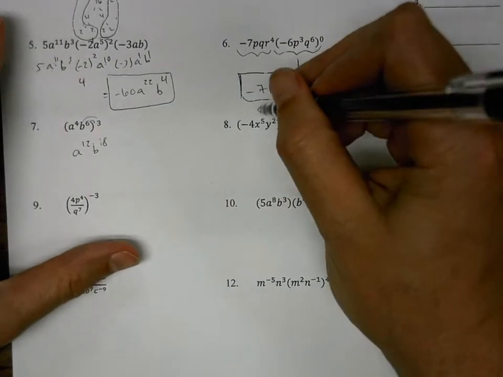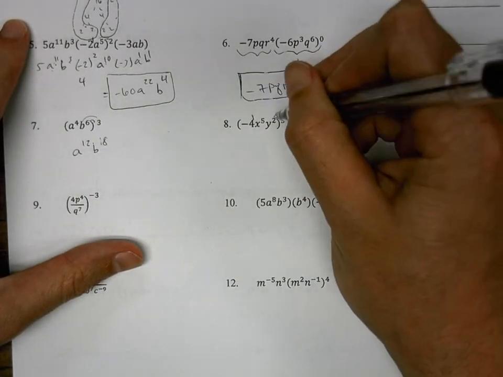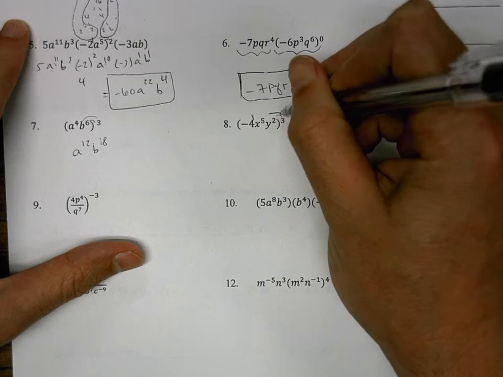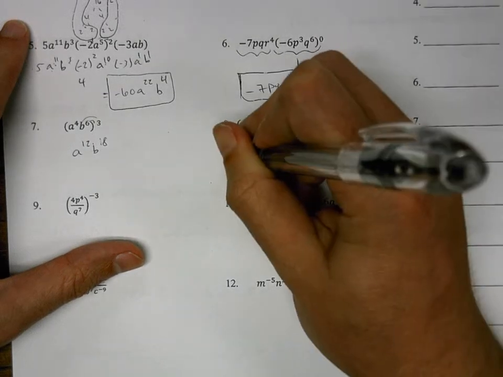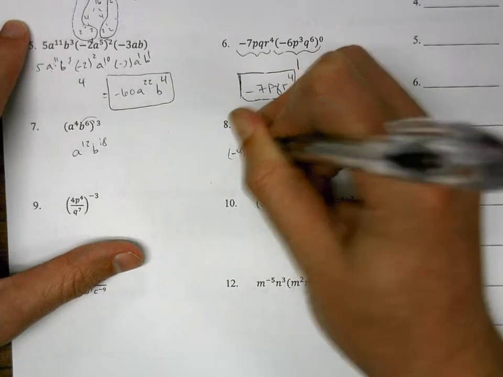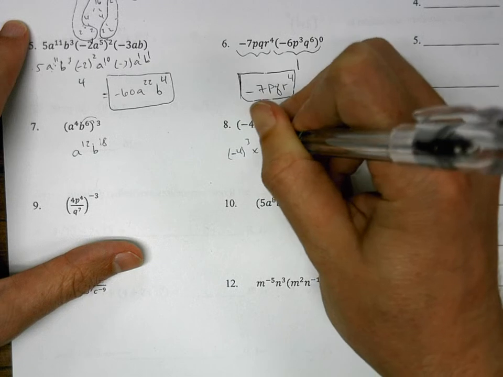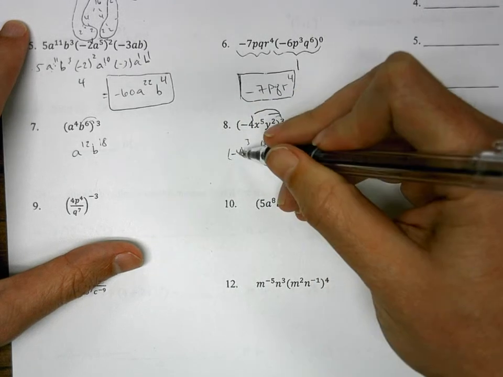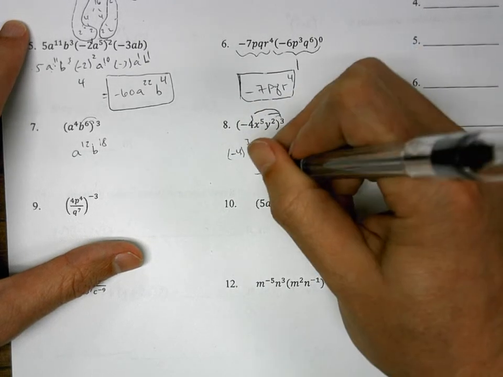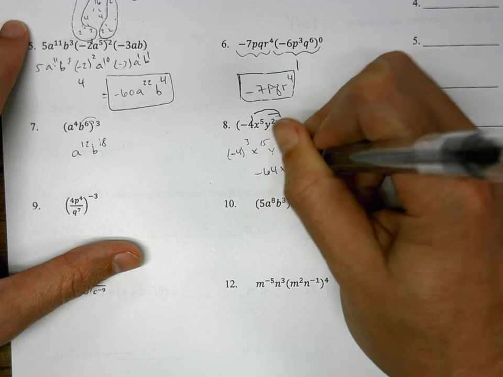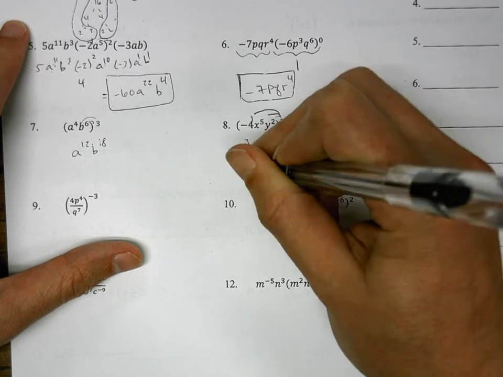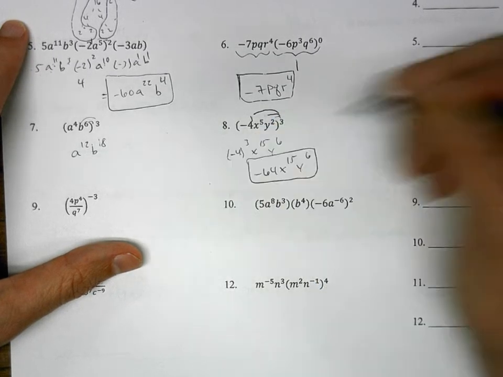Number 8, make sure you put an exponent on the 4 so you don't mess up. Distribute the exponents. So this is negative 4 to the 3rd power, x to the 15th, y to the 6th. And negative 4 times itself 3 times is negative 64, x to the 15th, y to the 6th. Final answer.